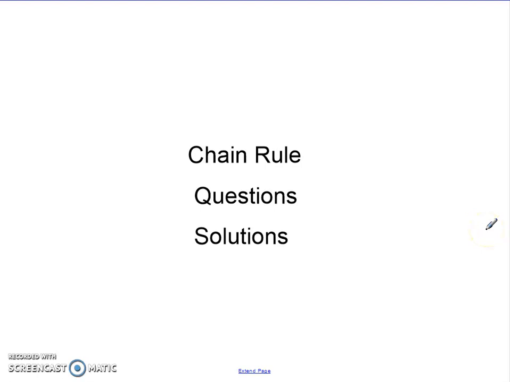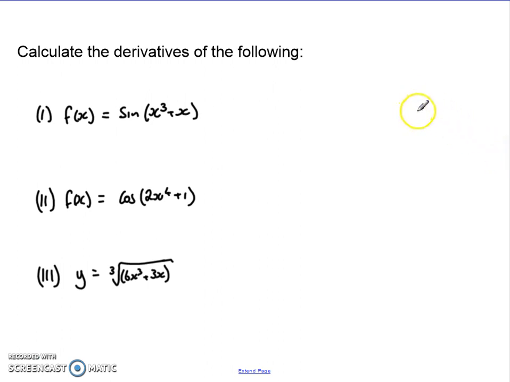So I set you a few questions looking at the chain rule, the latest topic that we covered in the differentiation part of our course. What I'm going to do is work you through the solutions to these questions so you can check your answer and just make sure we're all on the same page.